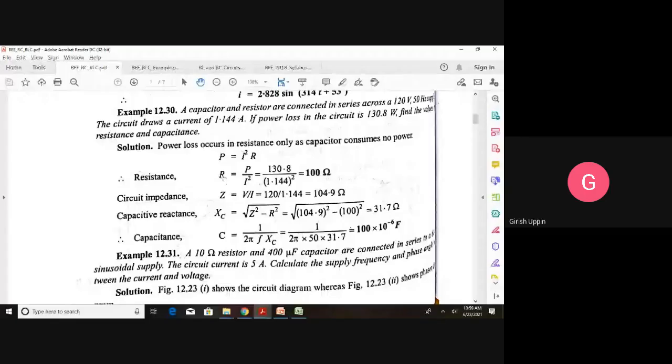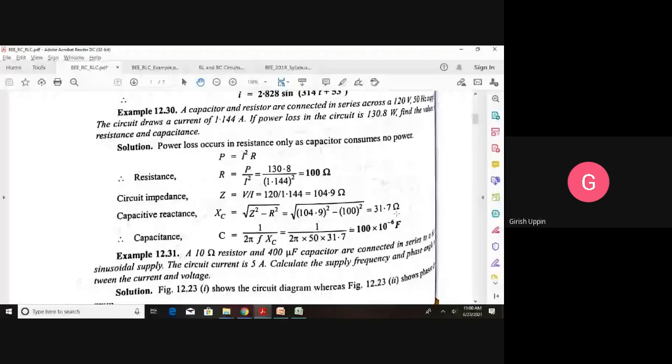Now Z is known, R is known. We can rewrite the equation Z is equal to square root of R square plus Xc square as Xc is equal to square root of Z square minus R square. What is Z? 104.9 whole square minus R, 100 square. That we get as 31.7 ohm. So the value of the capacitive reactance is 31.7.